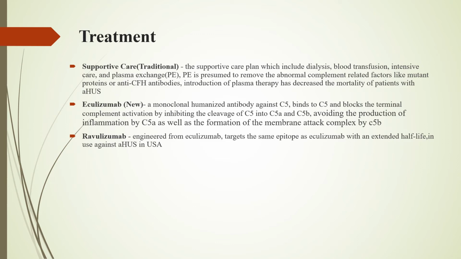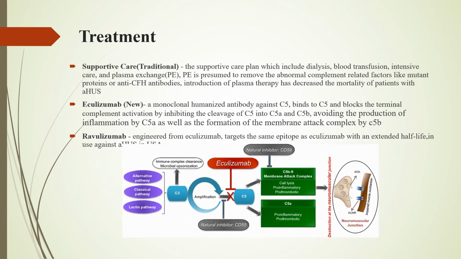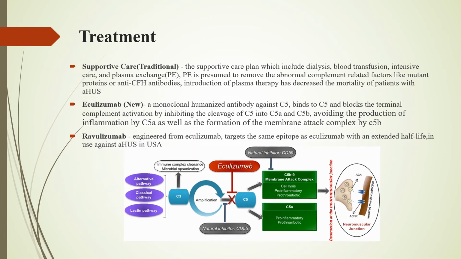Plasma therapy has proven to work in some people, but not on everyone. But several past studies have shown the introduction of plasma therapy has decreased the mortality of patients with atypical HUS. The new treatment, which is eculizumab, is a monoclonal humanized antibody against C5.